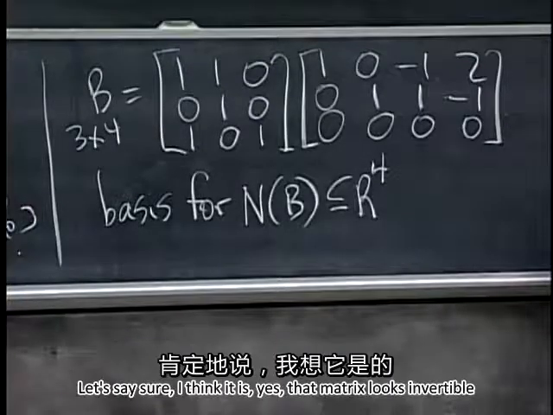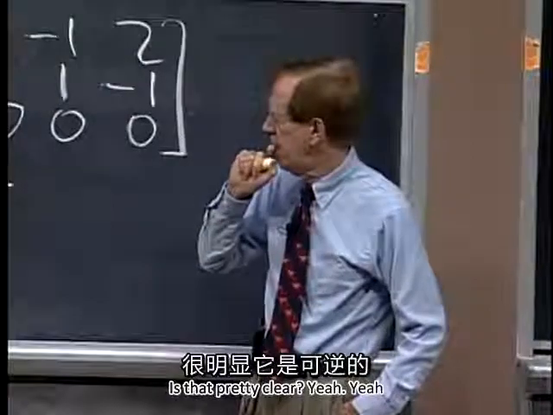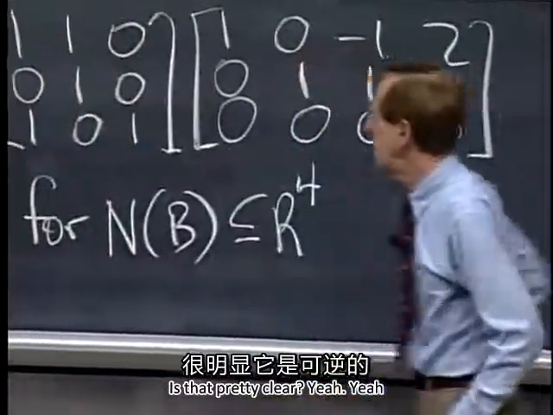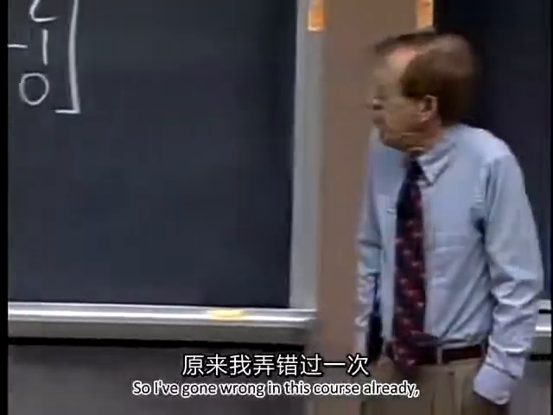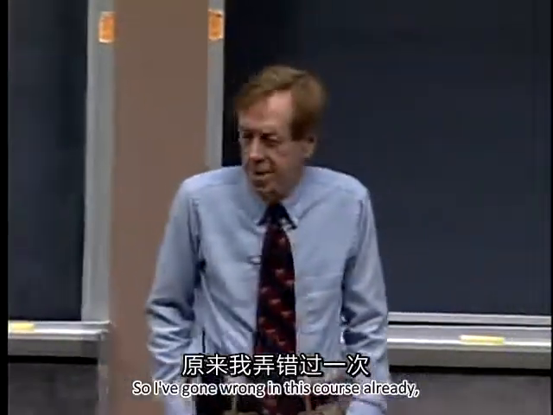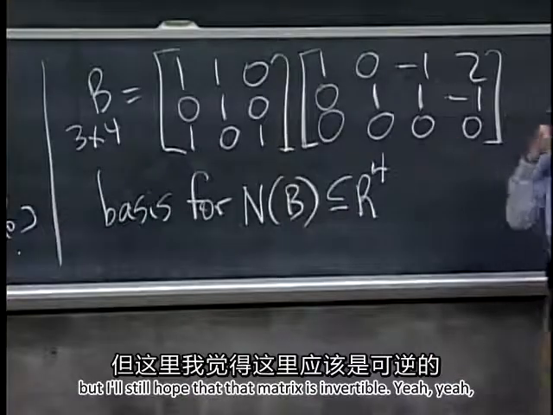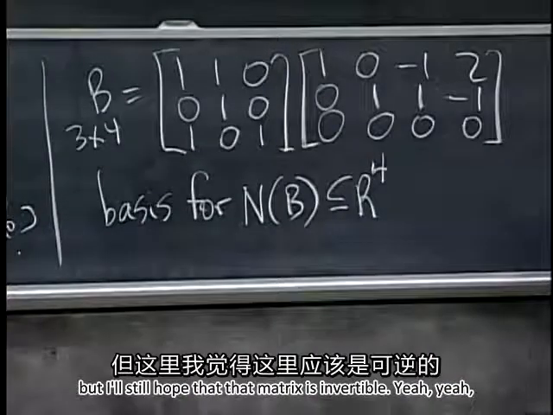Let's say sure. I think it is. Yeah. That matrix B looks invertible. Is that pretty clear? Yeah. So I've gone wrong in this course already, but I'll still hope that matrix is invertible.